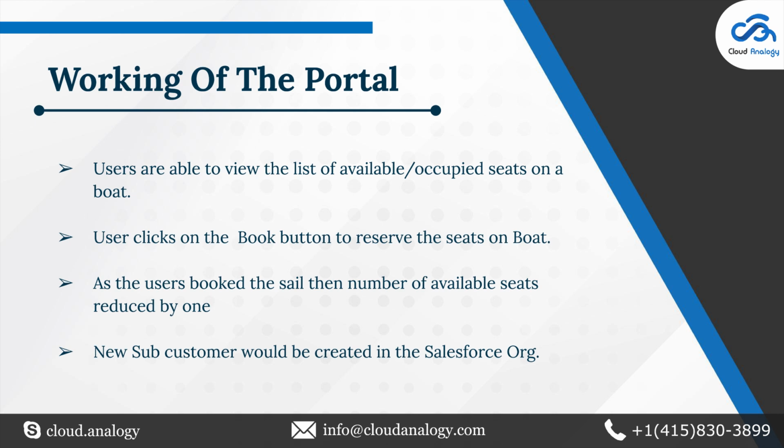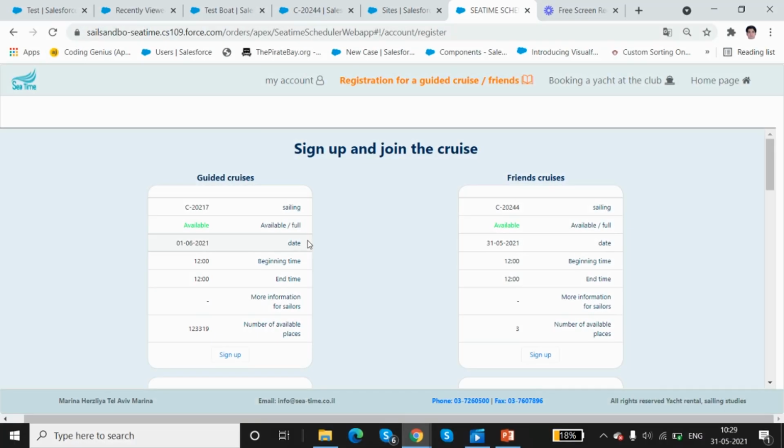Users will be able to view the list of available seats on the boat. Users can click on the book button to reserve the seats on the boat. As the user books the sale, the number of available seats is reduced by 1. Finally, new sub-customers would be created in the Salesforce org. Now, let's move back to the sale portal where you are able to see the details of the sale.